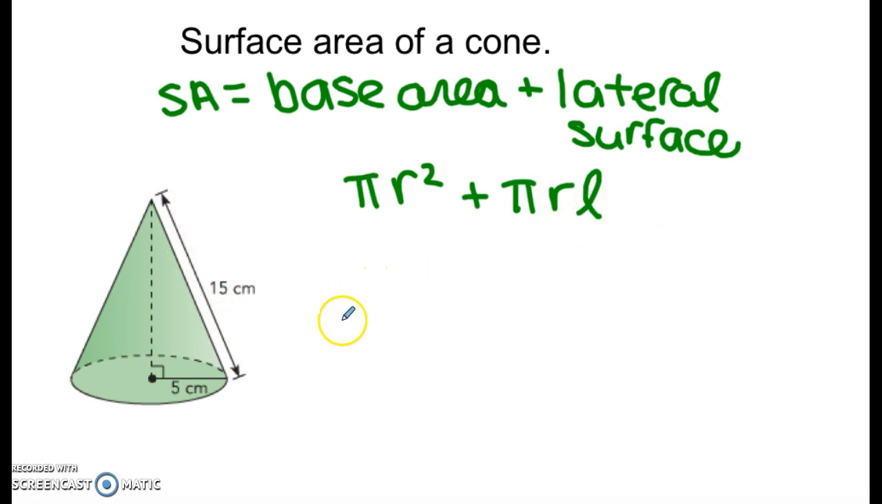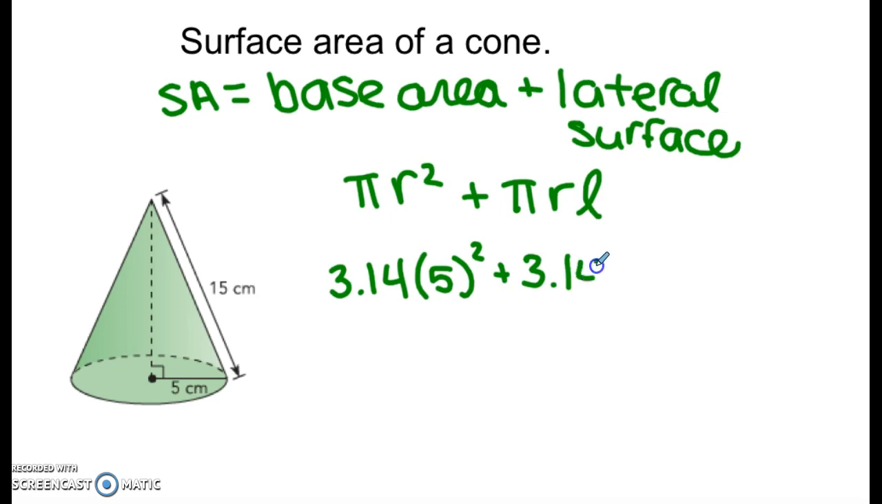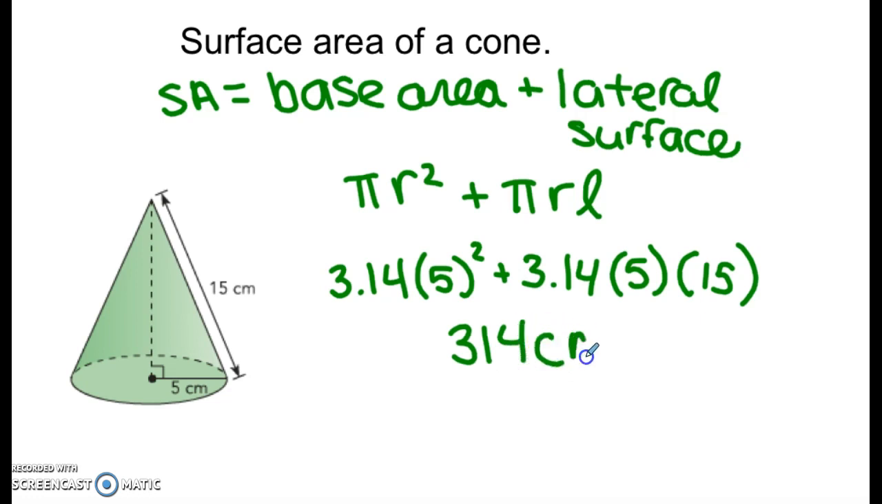Okay, now let's go ahead and find the surface area of this specific cone. So plug in 3.14 times the radius, which is 5, squared plus 3.14 times 5 times the slant height, which is 15. Plug it into the calculator. We get 314 centimeters squared.